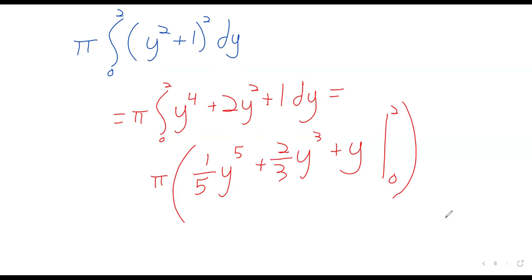And now, 0 is always a nice limit. When we plug 0 in, we'll just get 0. But let me quickly scroll this onto the physical whiteboard.